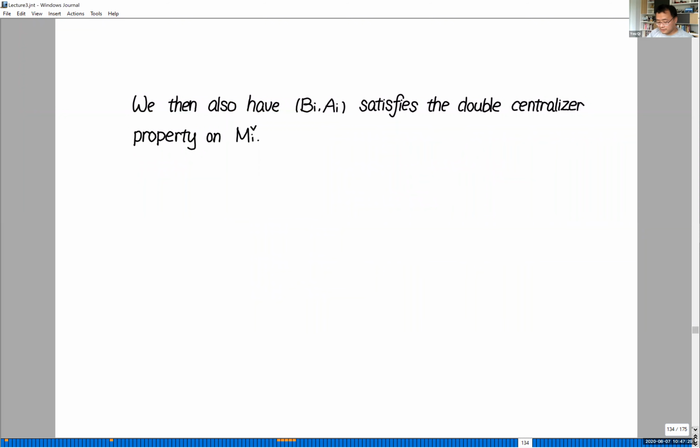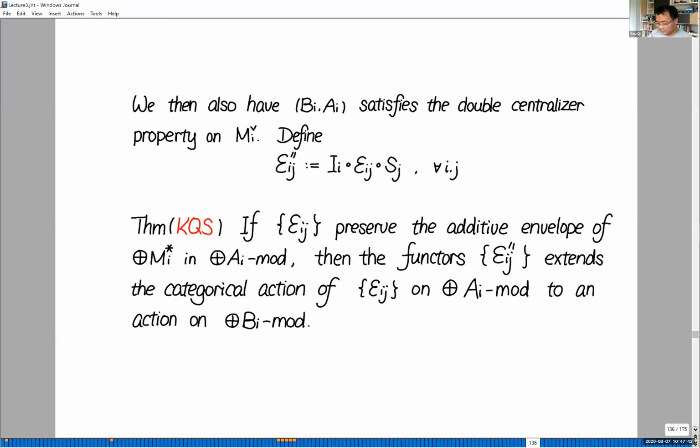And then this module M_i check also satisfies the double centralizer property. And in this context, you can consider the right adjoint of S_i instead of the J_i's earlier, and this categorical setting also extends just as the previous context. But the only difference is that if E_ij actually preserve the additive envelopes of this direct sum of M_i stars, these dual modules on the A_i side, then these functors E_ij double prime behave better homologically.